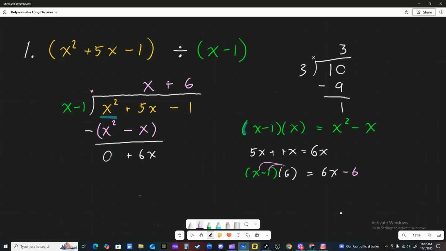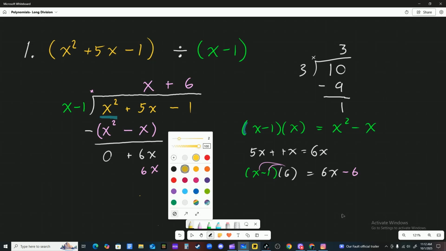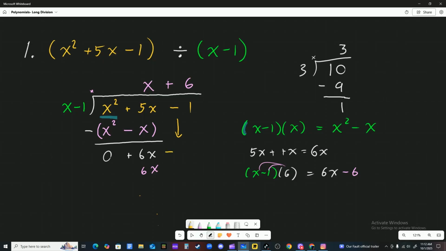So we get the new one, 6x. Oh, I forgot one step. You're supposed to bring down the negative 1. Cool. It's just a little oversight, but it won't change our calculation. We still want to get rid of the 6x. So now we have 6x minus 6, like that. And I'm going to subtract this to see what we get left over, what our remainder is going to be specifically.